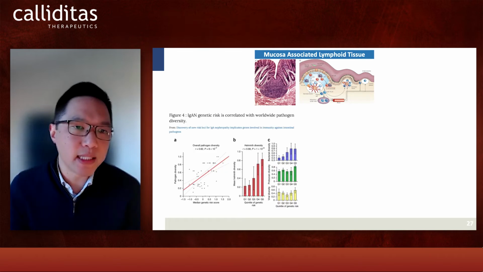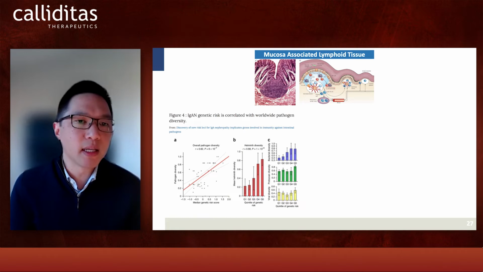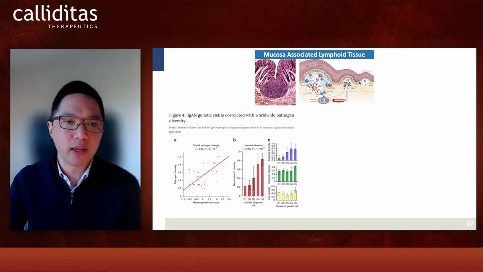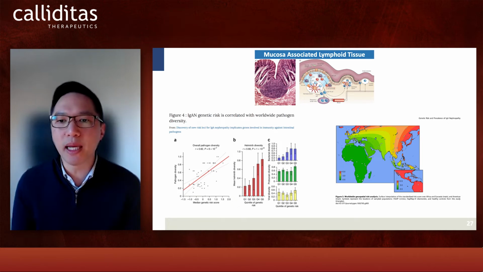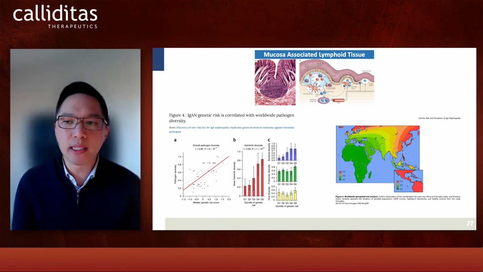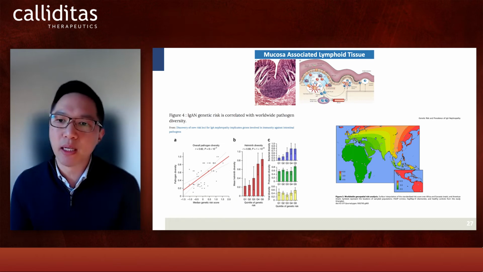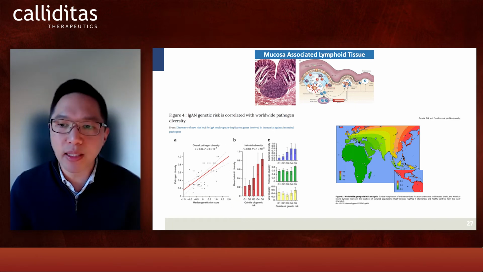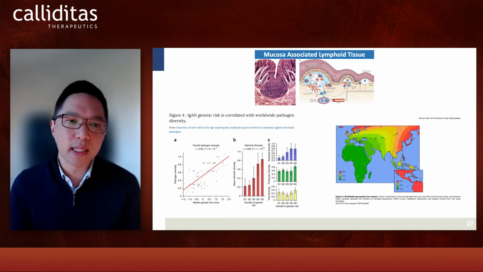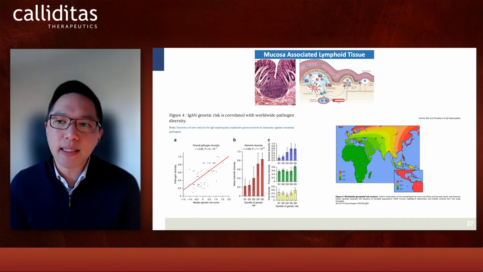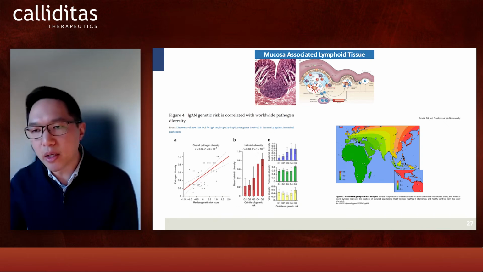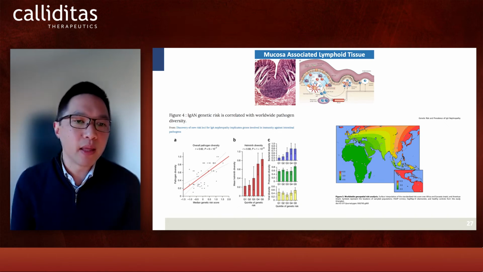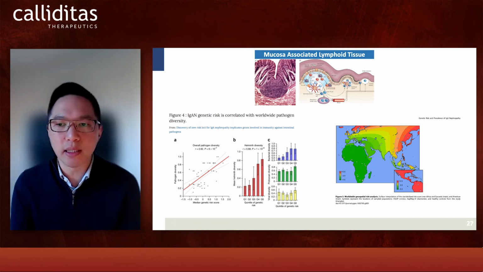Another really fascinating piece of work that came out from this study was that the genetic risk seemed to correlate with pathogen diversity. We've known for some time that the prevalence of IgA nephropathy increases as you go from the west to the east, and it's especially prevalent in East Asia and Southeast Asia. What this study is suggesting is that the genetic risk also increases in accordance with that prevalence, and that pathogen diversity matches that.